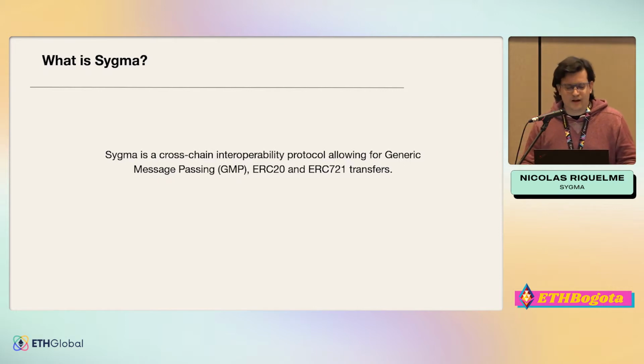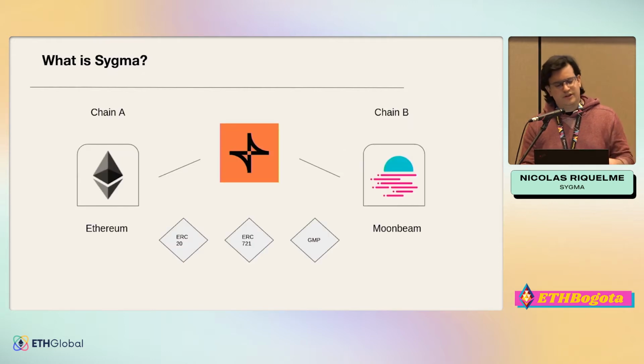So Sygma basically is a cross-chain interoperability protocol allowing general message passing, but also ERC20 and NFT transfer. So with our SDK and with our infrastructure, you can relay messages, transfer tokens, and transfer NFTs cross-chain between EVM-compatible networks, right? The basic idea is that you have chain A and chain B, and you have Sygma in between. You can transfer the most popular formats, ERC20, ERC721. And we use this acronym GMP, which stands for general message passing.